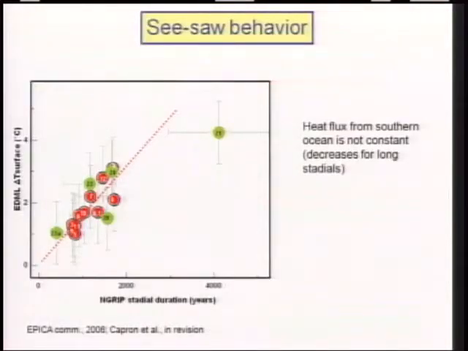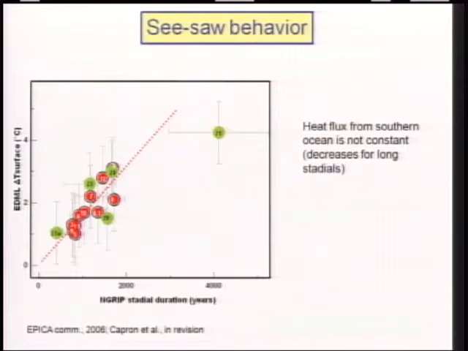Now, so that was the description. Now let's try to be a little bit more quantitative. And here we did exactly the same exercise as has been done for marine isotopic stage 3 in the EPICA community paper. That is to see if there is a relationship between the North Greenland stadial duration and the EDML change in surface temperature. And so in red you have all the DO events for marine isotopic stage 3, and it has been shown that we had a very constant relationship between both.